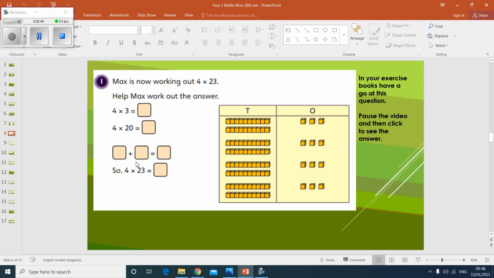Now this one is a question to do in your books. Pause the video while you try to work out the answer, and then we'll look on the next slide at how to work it out. So Max is working out 4 times 23. He partitions into ones and tens. Once he finds the answer, he adds them together.